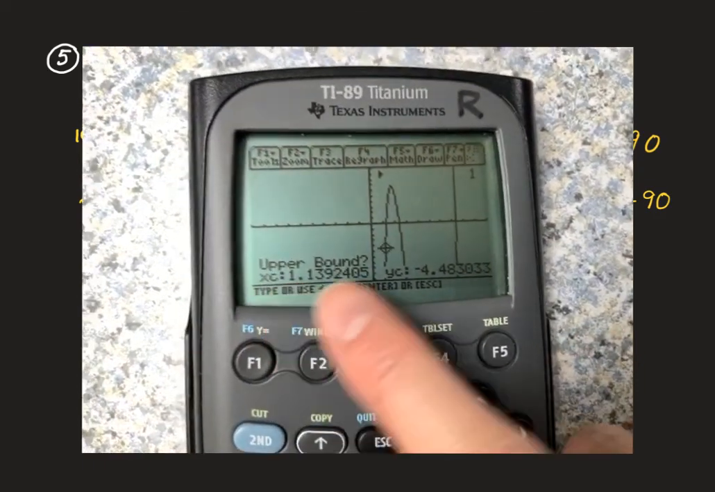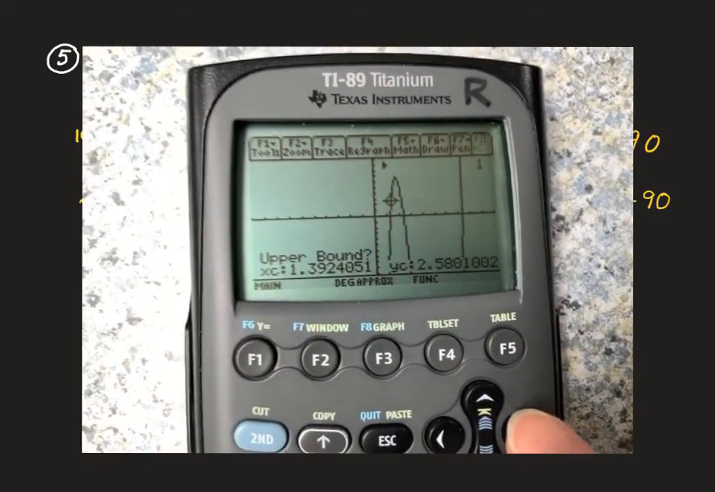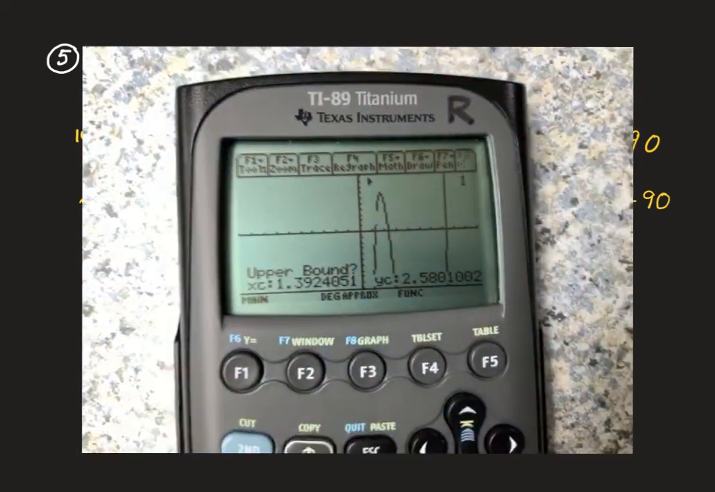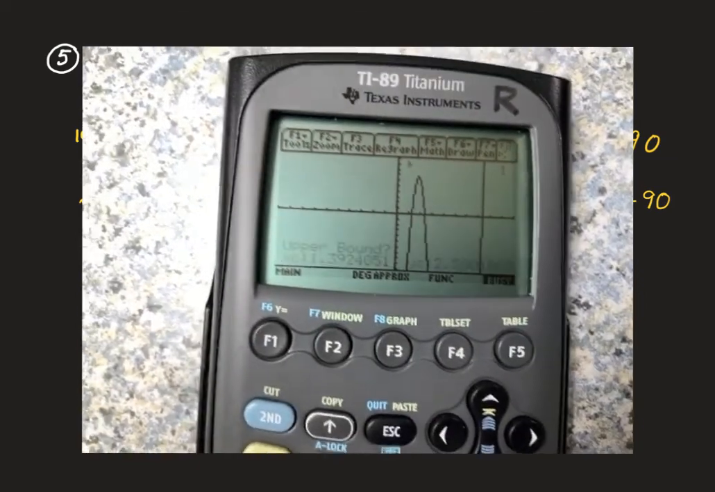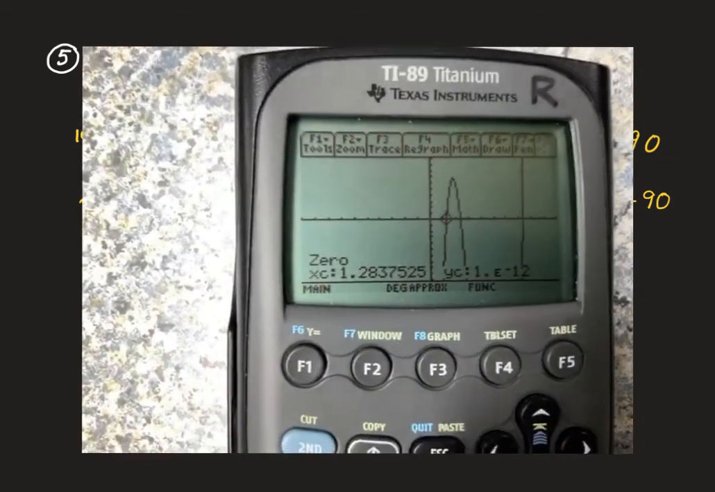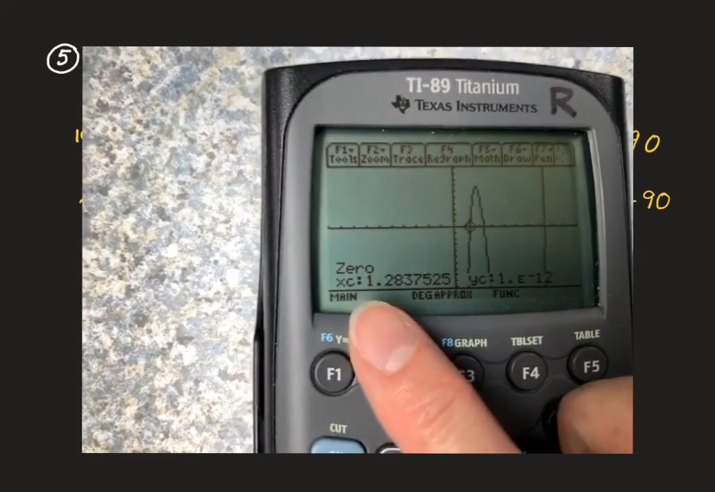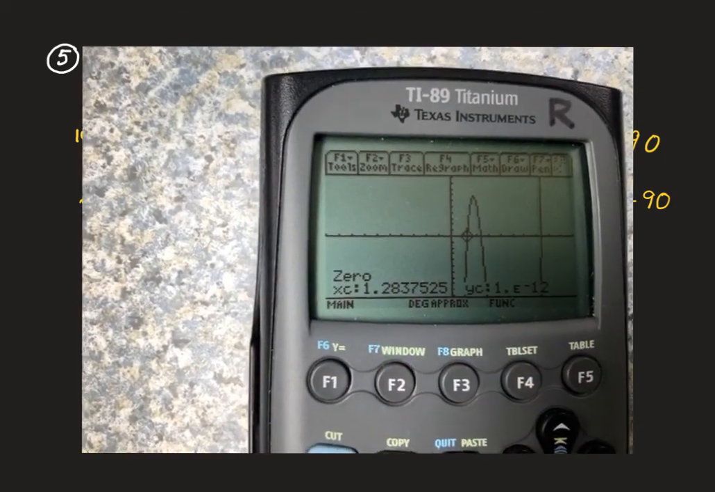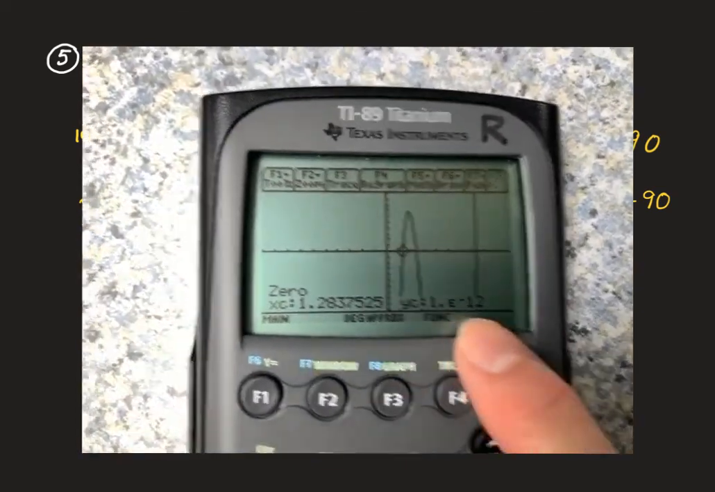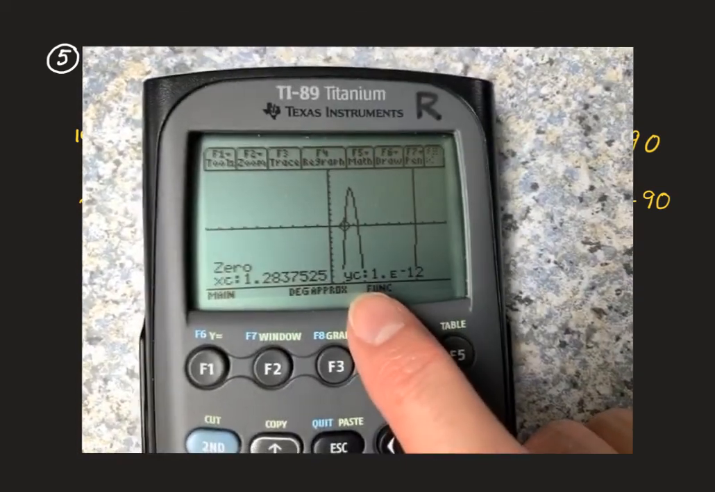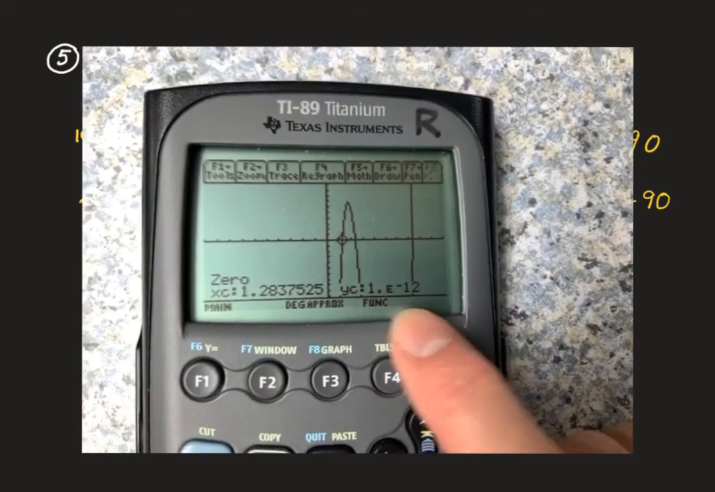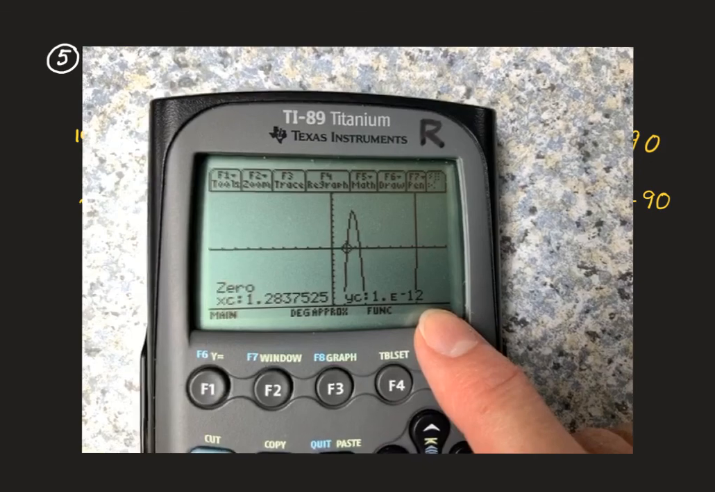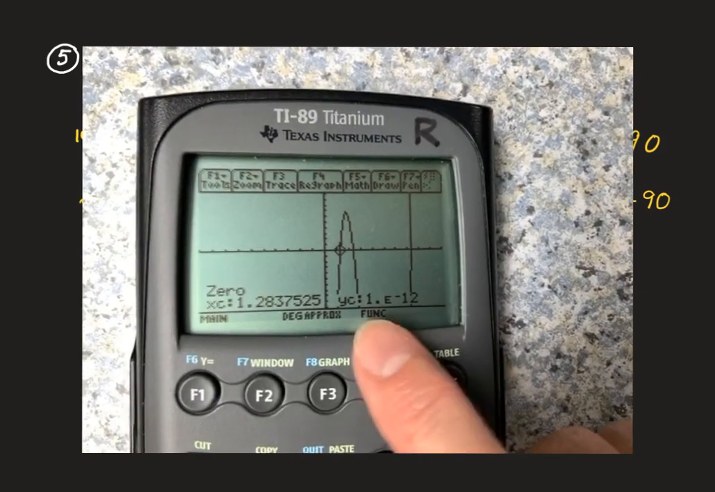And now I need the upper bound. So I need a point just to the right of where it crosses the x-axis, and there it is. So I hit enter again, and it calculates for me that I have a 0 at 1.28, and so on. Okay? And if you look at the y value, it's not exactly 0 according to your calculator, but it's 1 times 10 to the negative 12th, which is really close to 0.